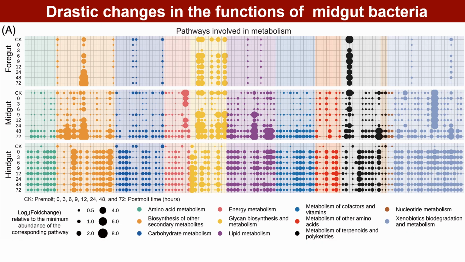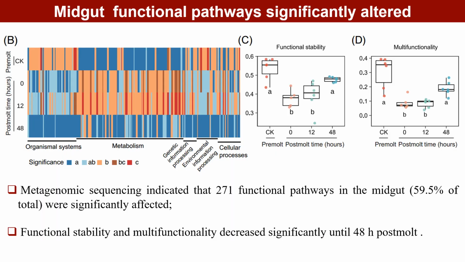To explore the changes in microbial function due to crab molting, we first predicted the function potentials of each gut segment. A more drastic shift in the relative abundances of function potentials was observed in the midgut than in the foregut and hindgut. Thus, the typical midgut samples at pre-molt, as well as at 0H, 12H, and 48H post-molt, were used in further metagenomic sequencing analysis.